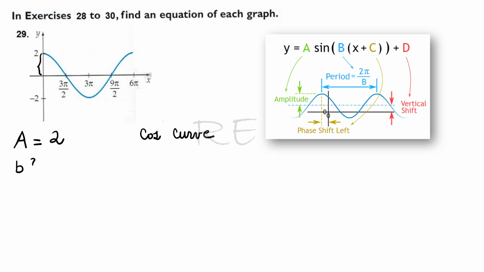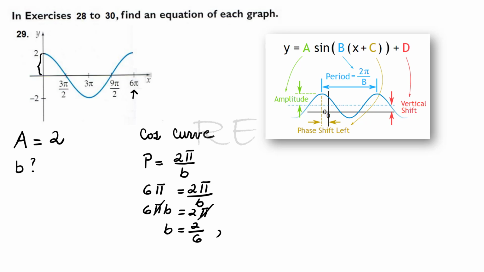Now, we are going to look for b, since the period is equal to 2 pi, the period of cosine, over b. Now, the period of our curve is 6 pi. So 6 pi is equal to 2 pi over b, which means 6 pi multiplied by b is equal to 2 pi. When we cross multiply, pi cancel, 6b is equal to 2 pi, and b is equal to 2 over 6, which reduces to 1/3. An equation for that graph is y is equal to the amplitude 2 times cosine 1/3 x.